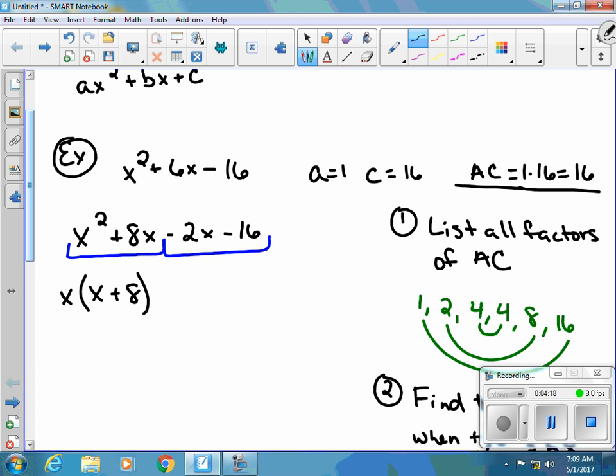So now I need to group factor the second part. So what number do they have in common? They both have a negative 2. They don't have any x's in common. So now, negative 2x divided by negative 2 gives me a positive x. Negative 16 divided by negative 2 gives me a positive 8. Notice, both of the parentheses are the same. If they are not, you have done something wrong. Okay, so these must be the same.